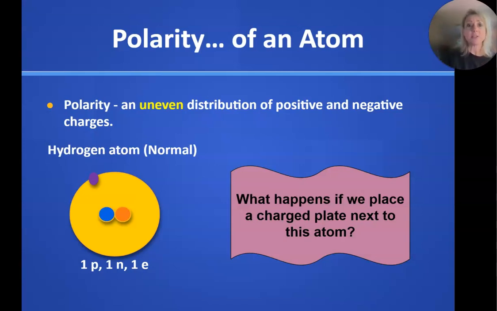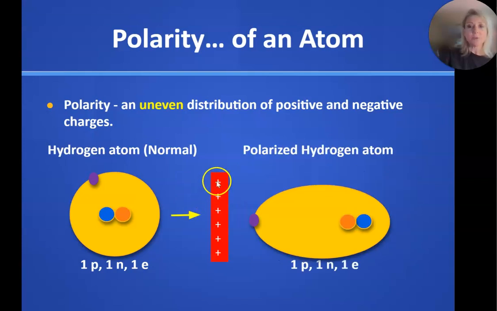For instance, let's take a look at this hydrogen atom. You can see that we have our nucleus in the center with the orange and the blue circles, and then our electron is the purple circle that's in the energy level on the outside. But what happens if we place a charged plate, a positively charged plate, next to this atom? Well, notice what happens. Here in red, we have our charged plate, we've got positive charges, and look at which particle is attracted to it. It's the purple negatively charged electron. And look at what's being repelled, the nucleus, because all nuclei have a positive charge.